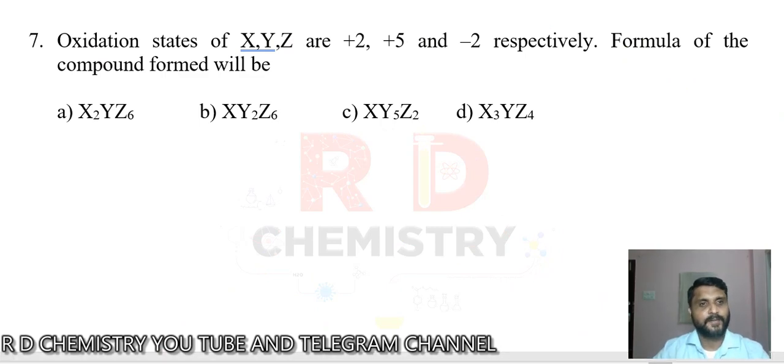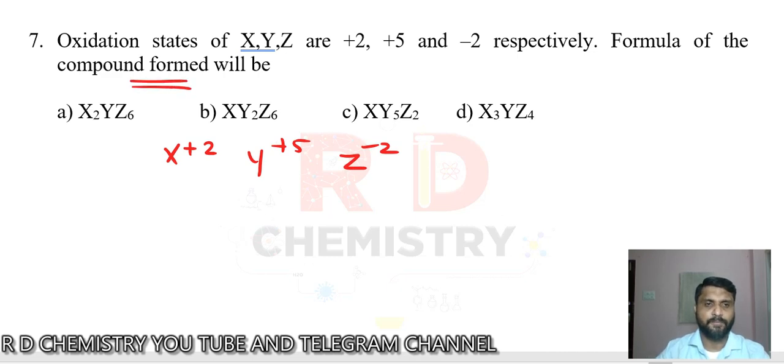Next question. Oxidation states are given. So X is a plus 2 state, Y is a plus 5 state, and Z is a minus 2 state. The formula of the compound will be equal to... Remember, when you add all the charges, it should be equal to 0.